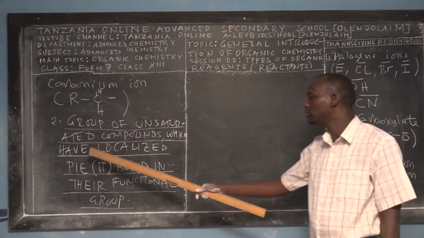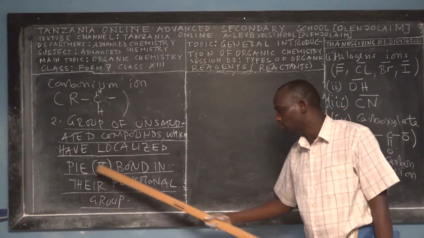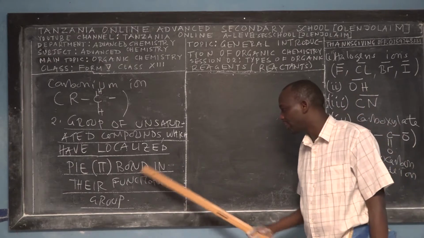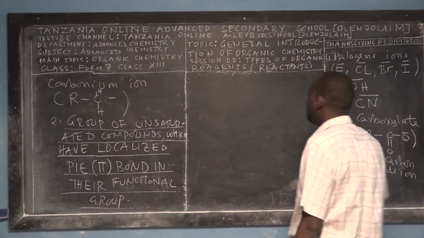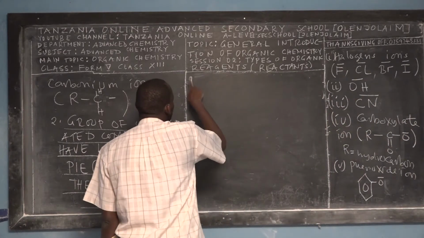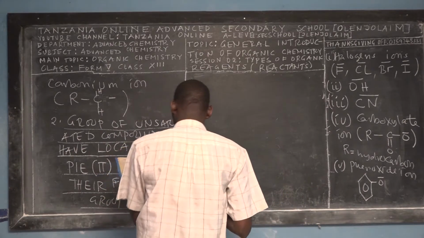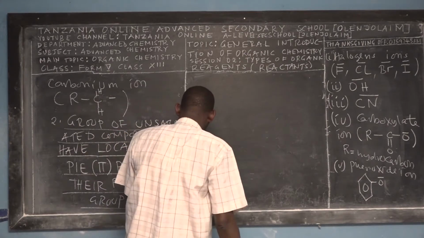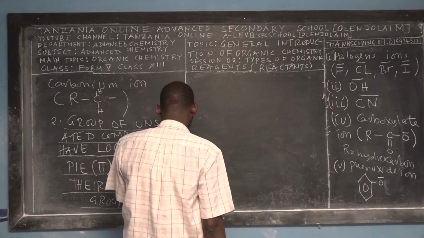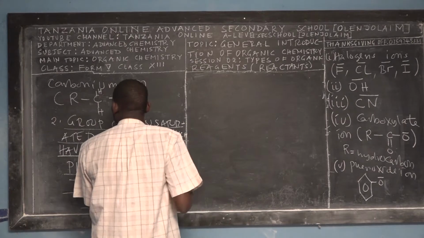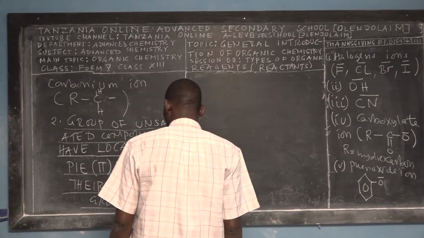Pi bond is one of the subtopics in chemical bonding that I taught you about, the pi bond and the sigma bond, right? In their functional group. So listen carefully. So you say that a group of unsaturated compounds which have localized the pi bond in their functional group.